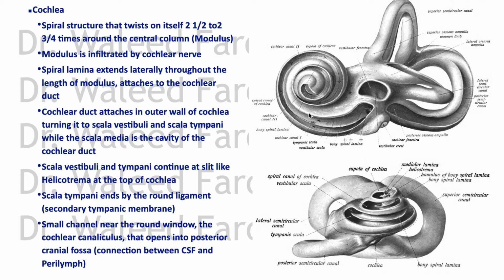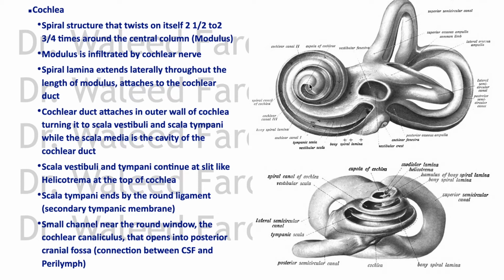Okay, the cochlear duct is arranged so that it attaches to the lateral side of the cavity inside the cochlea, turning it into 3 compartments: scala vestibuli, scala tympani, and the duct itself, which is scala media. The scala vestibuli and scala tympani, the 2 cavities formed by the arrangement of the duct system inside, are continuous at the apex of the cochlea.